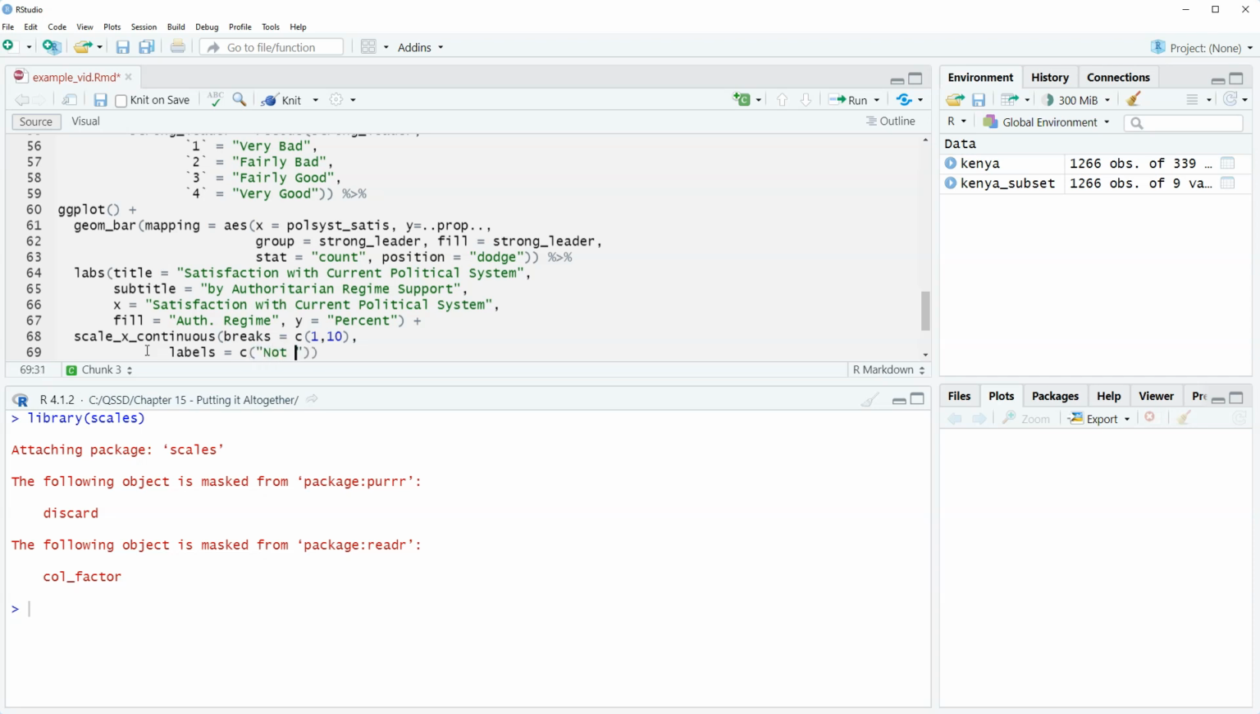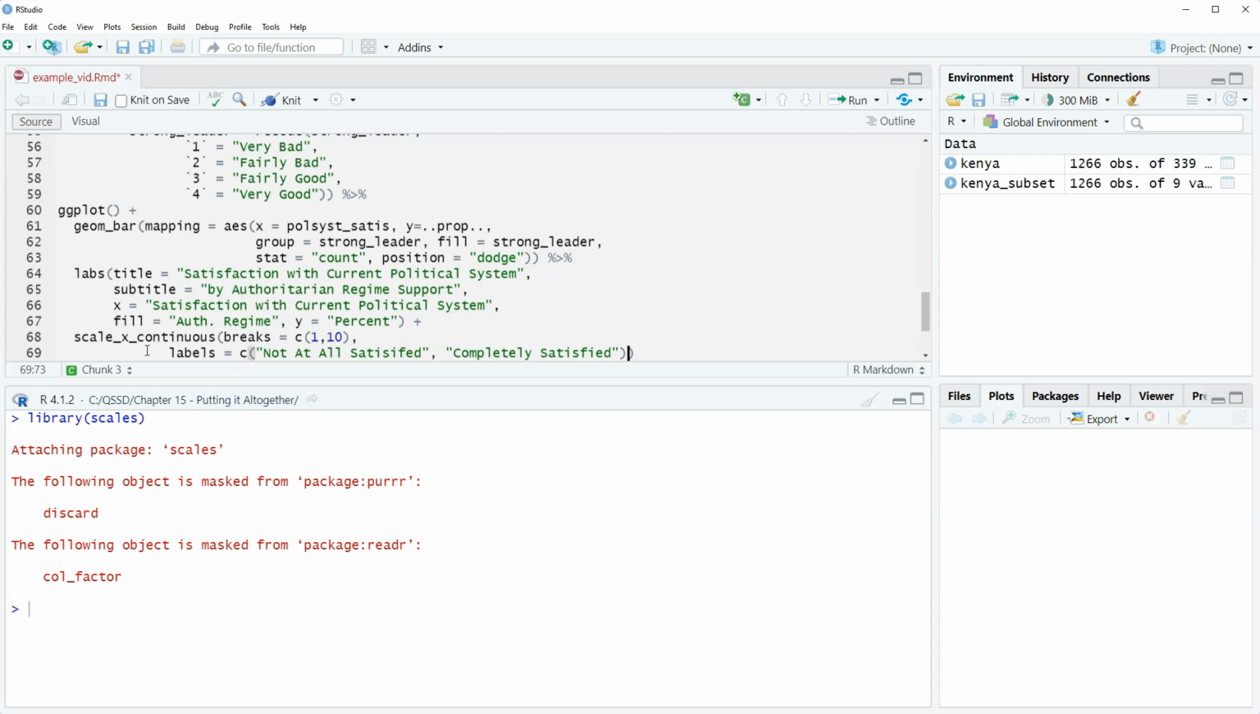"not at all satisfied", comma, "completely satisfied." Did I spell that wrong? Satisfied is a tough word. Now it looks like satisfied to me. Good enough.